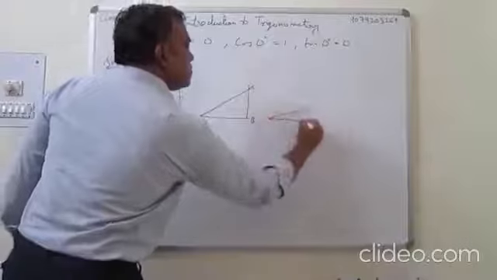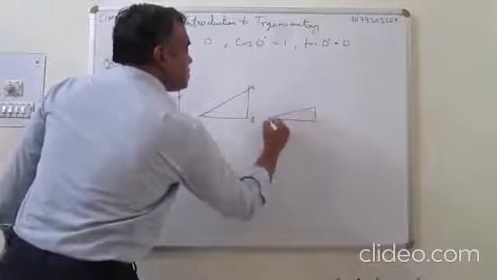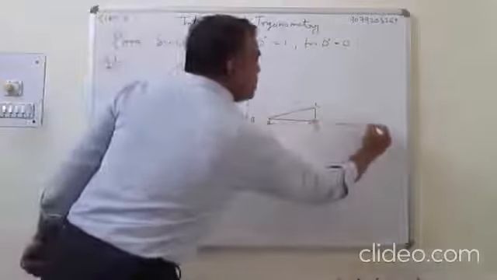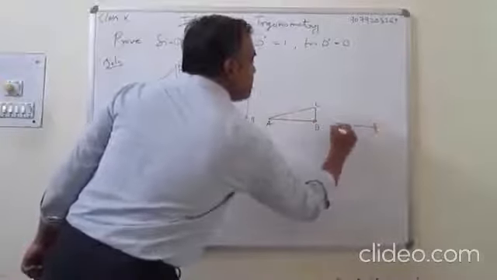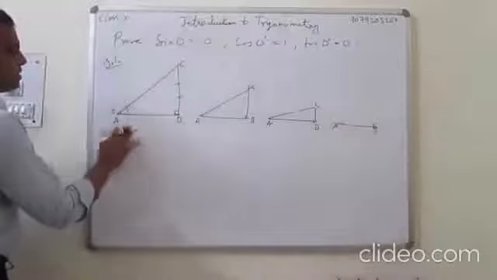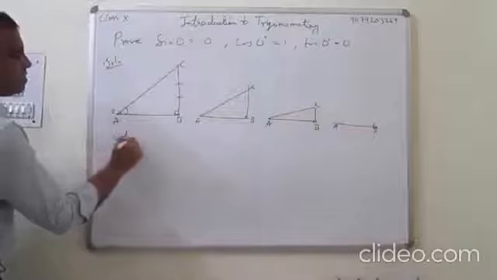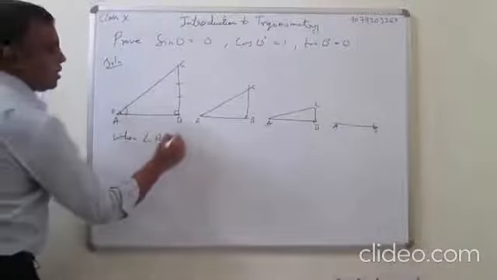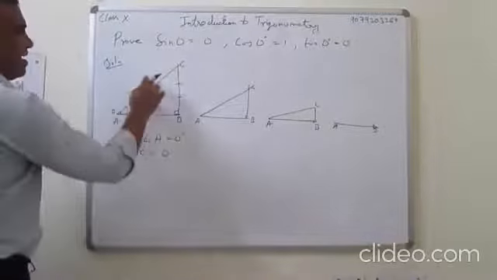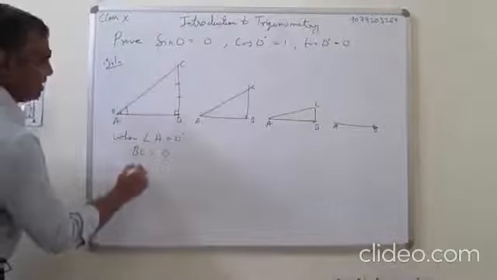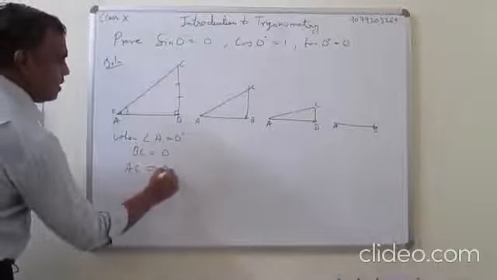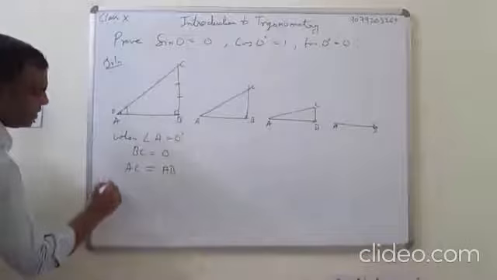Now in triangle ABC, ultimately C comes at B. It means when angle A is equal to 0 degrees, BC is equal to 0 and AC is nearly equal to AB.